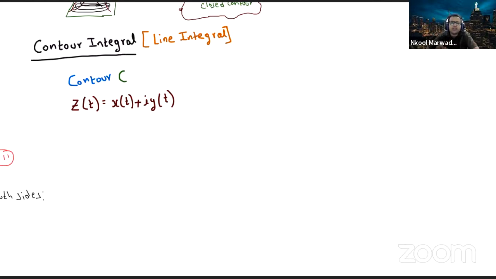Because we are doing complex analysis, the plane is the complex plane, and hence the function will be a complex function, and hence it has an imaginary term. And let us suppose this function is defined for an interval, and let that interval be t lying from a to b. Okay.